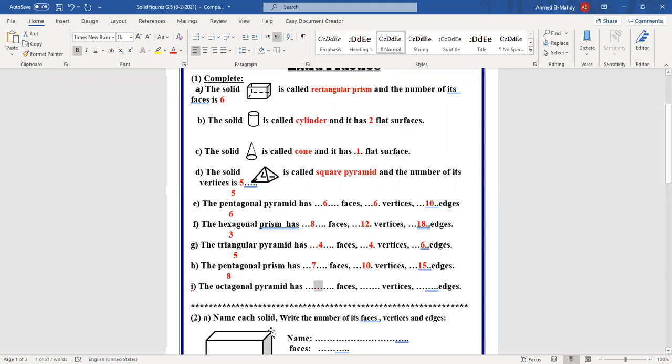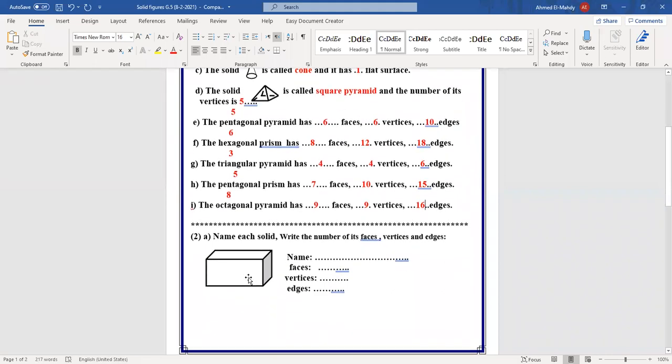Add 1. 8 plus 1 equals 9. To find the number of vertices, add 1 also. 8 plus 1 equals 9. To find the number of edges, multiply by 2. 8 multiplied by 2 equals 16.